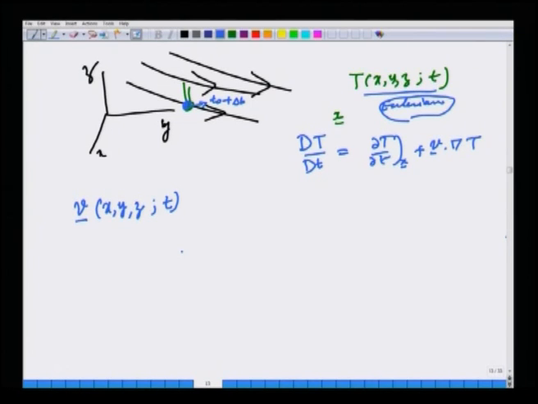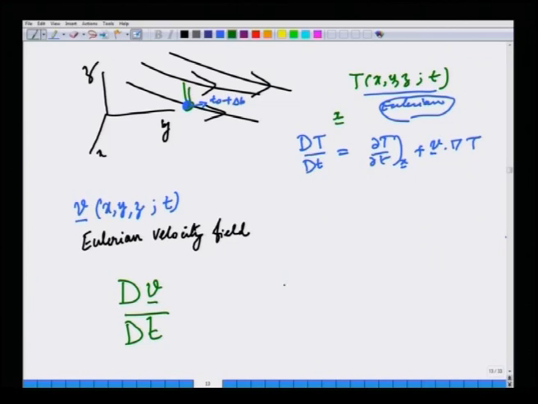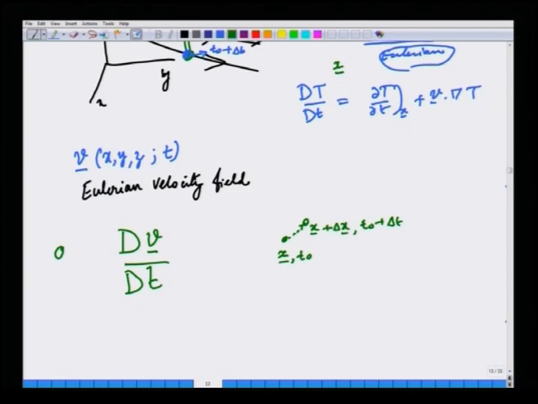So, what is the substantial derivative if I have the velocity, the Eulerian velocity field? Suppose I have the Eulerian velocity field, how do I compute the substantial derivative of the velocity? What is the physical meaning of this? If I have a particle at x at time t0, this particle would in general move to x plus delta x at time t0 plus delta t. So, what is the rate of change of velocity as I follow the particle, and that physically is the acceleration.